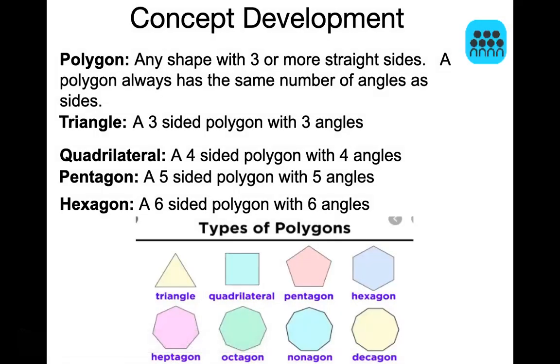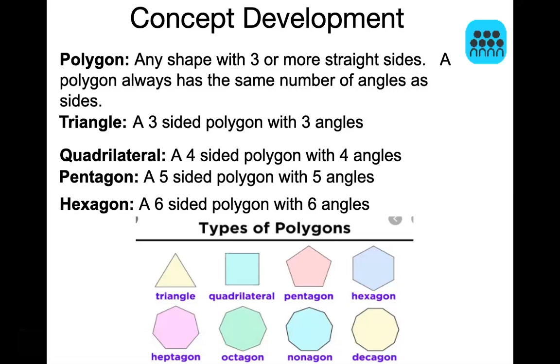So this is our vocabulary that Ms. Thompson is going to be talking about in a second. So here are our 5 vocab words. Number 1 is a polygon, which is just any shape with 3 or more sides. So all of the shapes that you see at the bottom, those are all polygons.